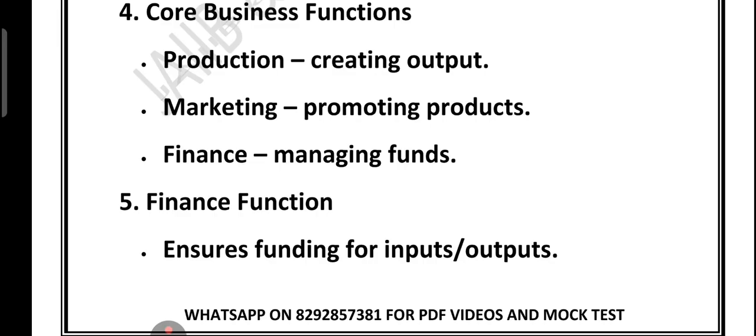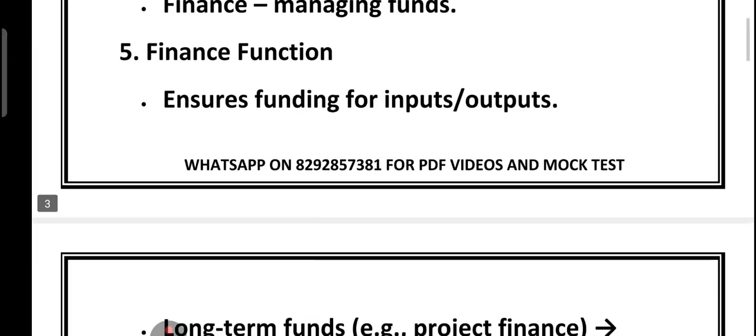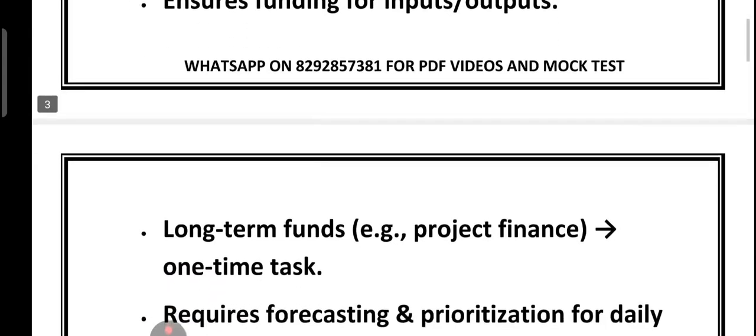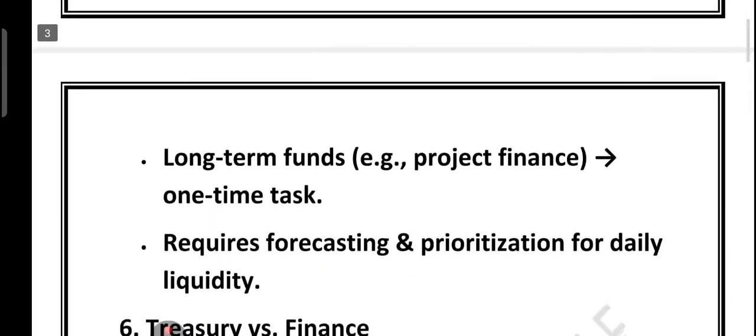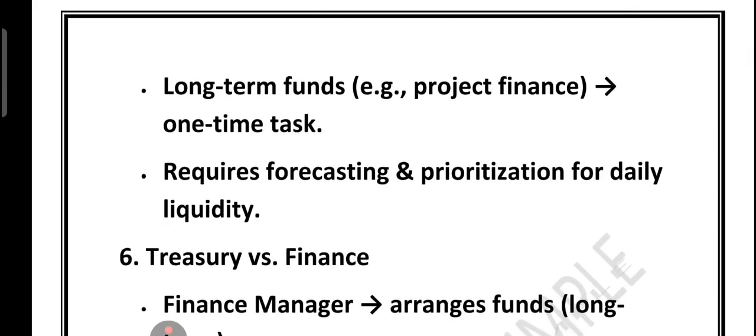Production means creating goods and services. Marketing means promoting and selling them. Finance means managing the money required for both operations. Now if you look at the function of finance, the finance function ensures that there is enough money available for all business activity. It looks after the long term fund. What is a long term fund? For example, take the case of funds needed for a project or a business expansion. That is a long term fund. So this finance operation looks after the long term fund.